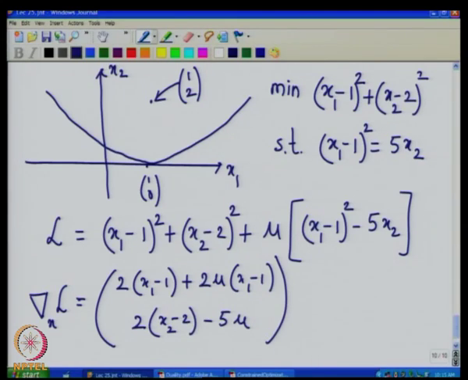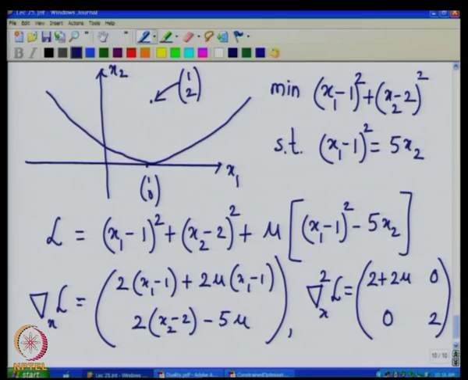So, this is the gradient of the Lagrangian, and we can write down the Hessian of the Lagrangian with respect to x. Note that this Lagrangian is a function of x as well as mu, but just to avoid notational clutter, we are not writing the dependence of L on x1, x2 and mu, but we assume that L is dependent on all these parameters. So, the Hessian of this Lagrangian will be 2 plus 2 mu, then the derivative of this term with respect to x2 is 0, and the derivative of this term with respect to x2 is 2. So, this is going to be the Hessian of the Lagrangian.